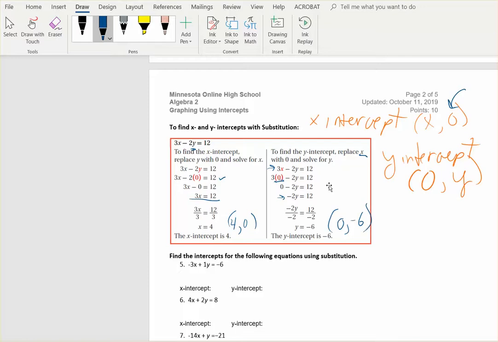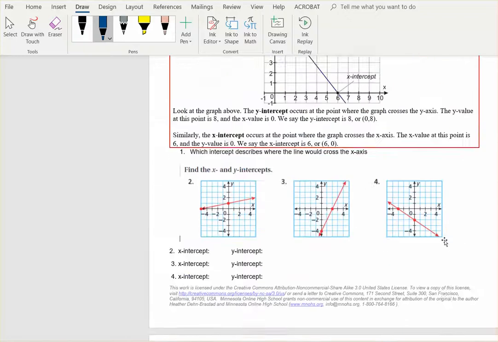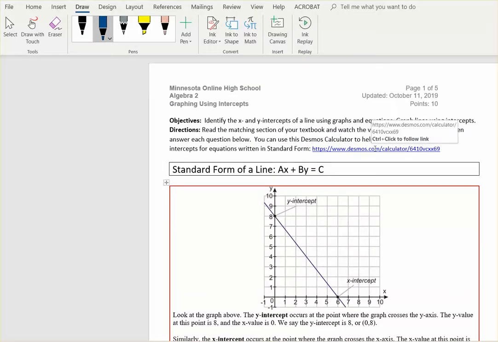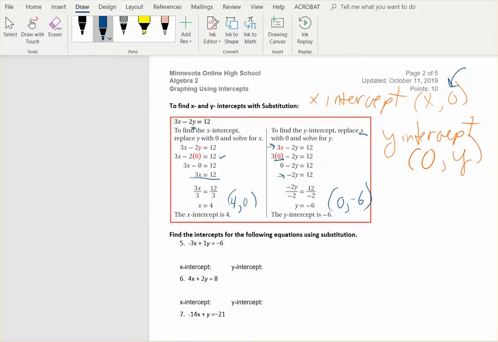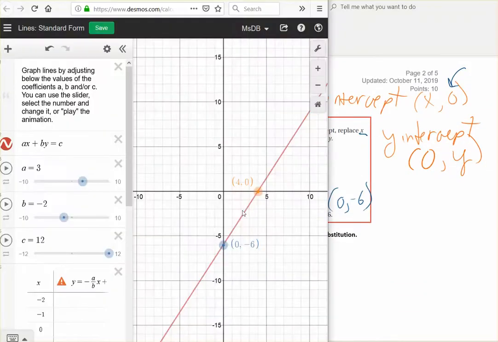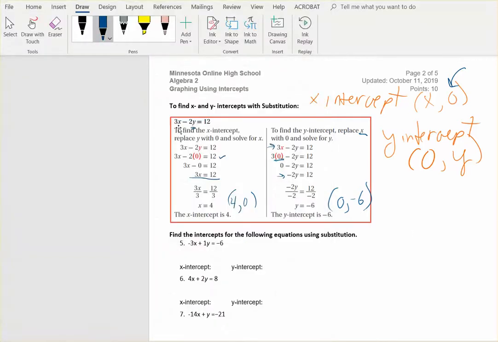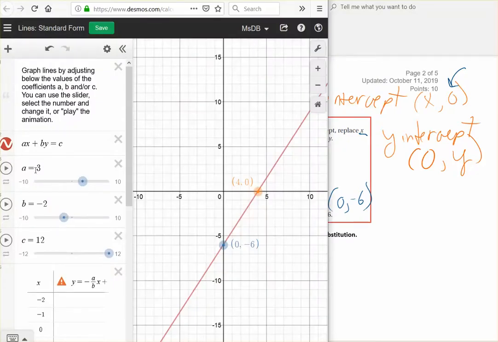I also put a pre-made Desmos sketch right here that you can use to check your intercepts. So I have that open. Let me show you what that looks like. So here's the general form, ax plus by equals c. And you can use these sliders to adjust to match your equation. So our equation was 3x minus 2y equals 12. And I've already set them to be 3x minus 2y, because it's -2, equals 12.